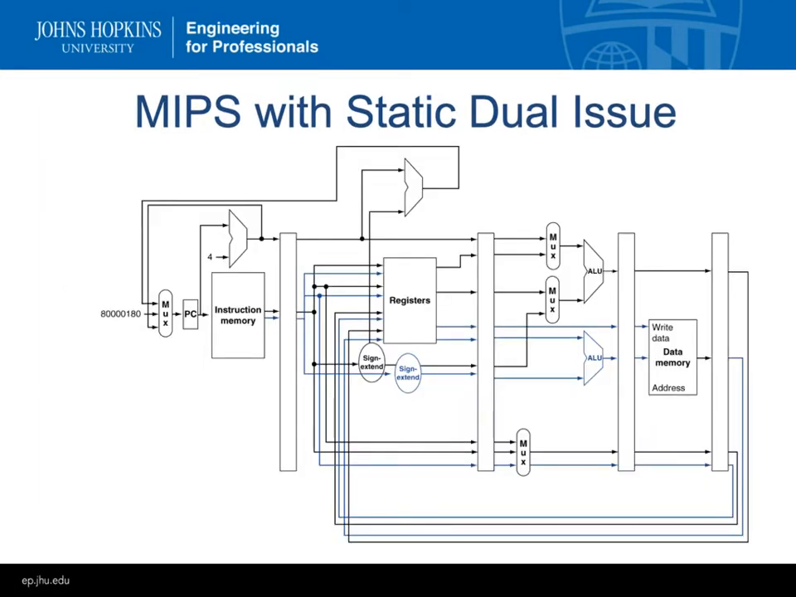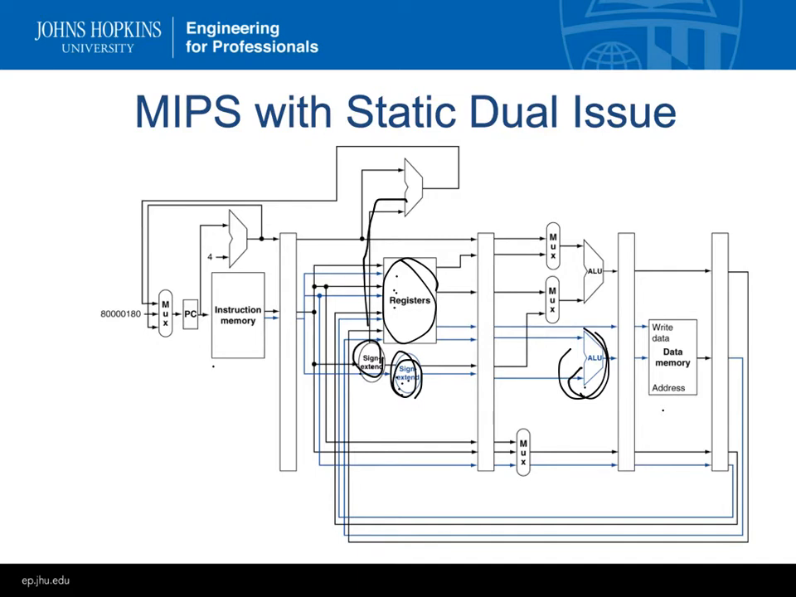Here's the data path. So you can see we can issue 2. There's 2 sign extend, just in case. This sign extend is going to be needed for the load store. This ALU will calculate an address and go to data memory. And then this one will either do the sign extend for the branch, or it'll do the R type. So there's 2 separate paths here.